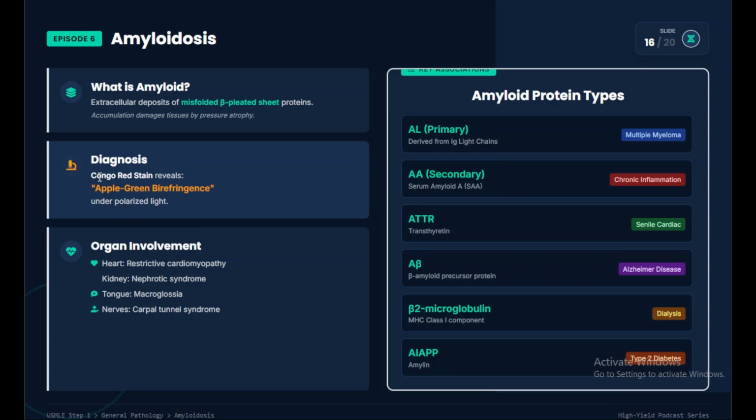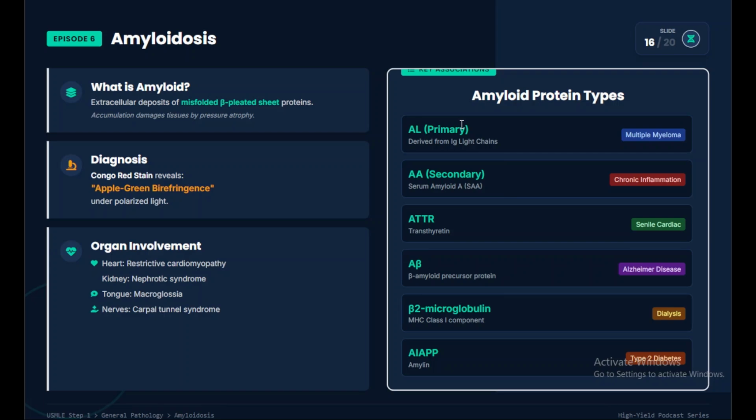Now, organ involvement for amyloidosis: at the heart, if there is a lot of protein deposited around the heart, then it will lead to restrictive cardiomyopathy, diastolic dysfunction. If there is a lot of protein deposited around the kidney, then it will lead to nephrotic syndrome, proteinuria, and edema. If there is a lot of protein deposited around the tongue, then it will lead to macroglossia, enlarged tongue. And if there is a lot of protein deposited along the nerves, especially the median nerve, then it will lead to carpal tunnel syndrome, which is due to median nerve compression.